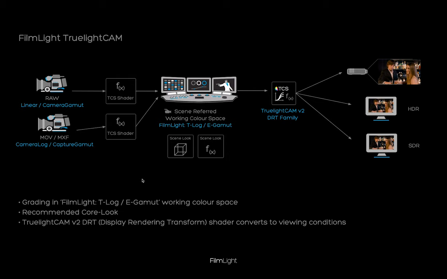Similar to ACES, Truelight CAM is a general purpose color pipeline for the motion picture industry. It can deal with all common import sources, like digital cinema and television cameras or film scans, and outputs to all common displays from SDR to HDR. It uses T-Log E-gamut as a working color space for legacy operators that are not color managed.